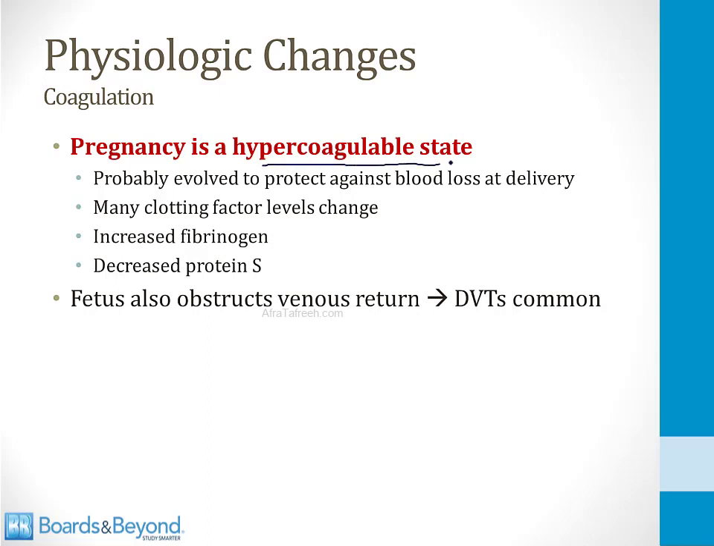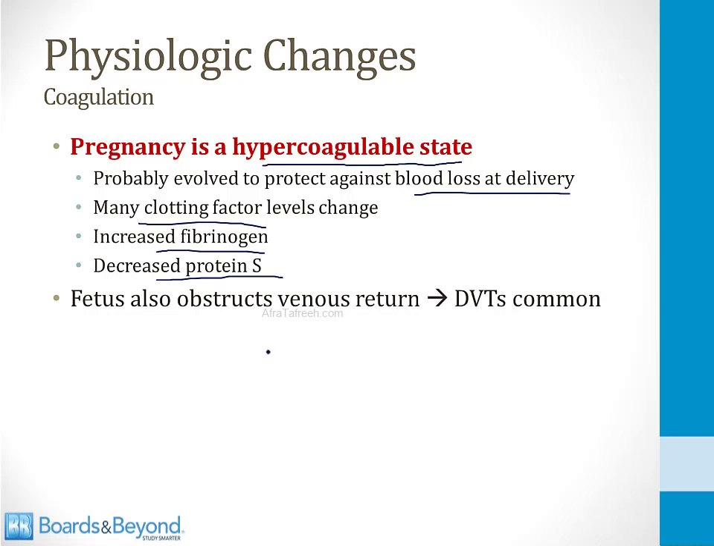There are changes in the coagulation system that are normal during pregnancy. Pregnancy is a hypercoagulable state. This probably evolved to protect women against major blood loss at delivery. The levels of many clotting factors change during pregnancy. There's increased fibrinogen and decreased protein S, which is an anti-clotting factor. And through all these clotting factor level changes, women are more likely to form blood clots when they are pregnant.